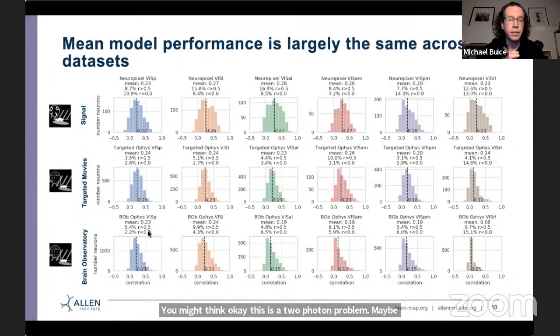So here I've plotted these distributions of cross-validated prediction values for this particular model for several different data sets. The two-photon brain observatory is the row on the bottom. The top is using neuropixels with a set of dense natural movies. And the middle is a different two-photon experiment with different natural movies. And they all show a population of cross-validated prediction correlations in the range of about 0.2.